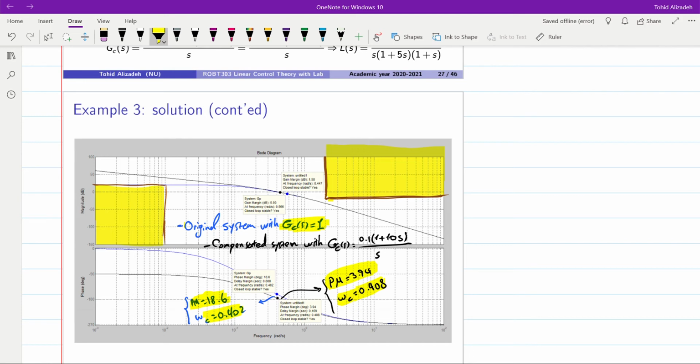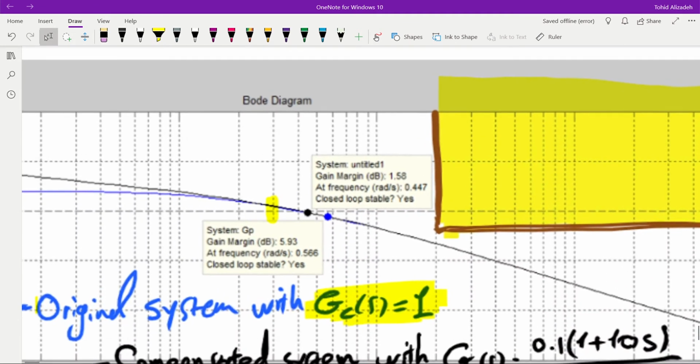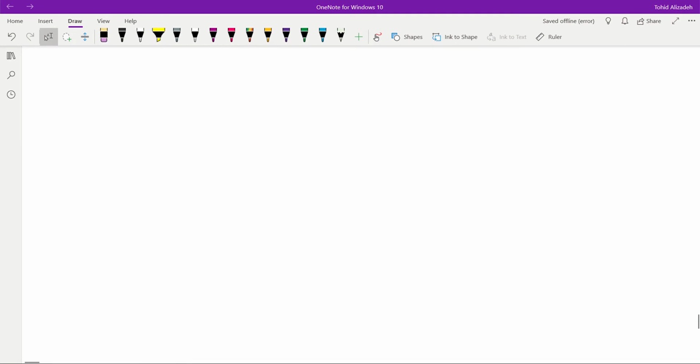But now if we try to make the crossover frequency equal to 0.2 instead of 0.4, we can already see that here the phase margin will become bigger. Now let's see how we can make it. In order to make the crossover frequency equal to 0.2, what we need to do is to check the actual value that we have here, with the PI controller.